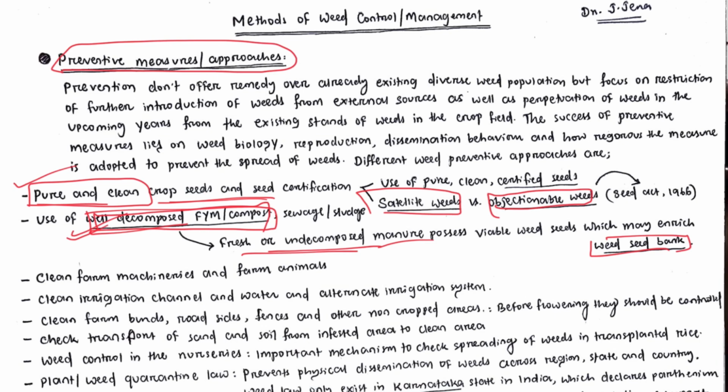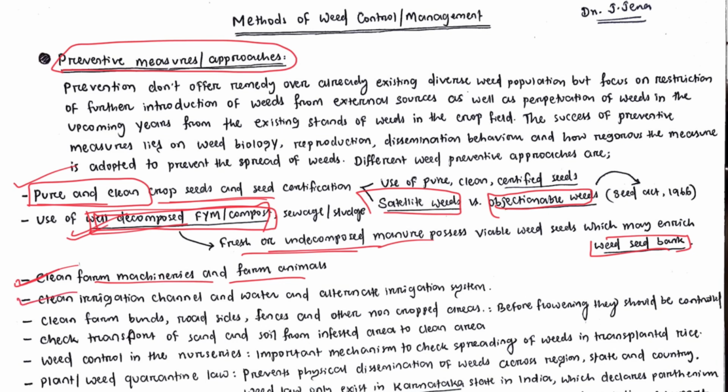Okay, then we must use clean farm machinery or farm animals. Whenever we are doing any tillage activity or any intercultural operation, we are using different farm machinery or tillage implements. If we use that tillage implement in a weedy situation, where weeds are present, and again use it in our farm where weeds are not yet present, then along with that farm implement there is a possibility that some weed seeds will come to our field. So we must ensure that whatever farm machinery we are using must be clean enough.